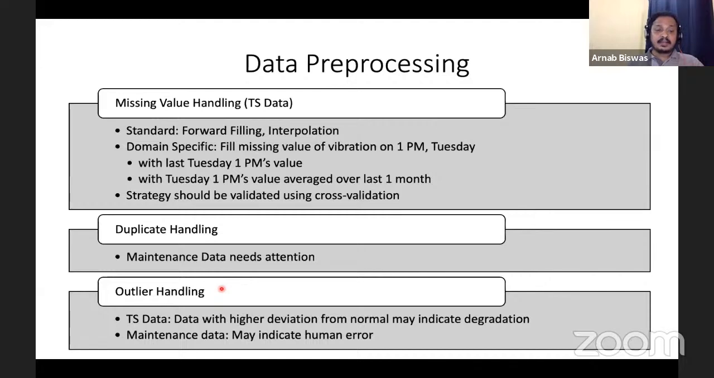Then comes outlier handling. For predictive maintenance, we should keep one thing in mind: outliers are our friends. We should actually build new features using outliers, whereas the traditional or naive approach is just to drop the outliers. So please, please, please don't drop the outliers. If there are duplicates or outliers in the maintenance data, it could possibly indicate some human errors. Again, consult with the corresponding team, consult with the domain experts.